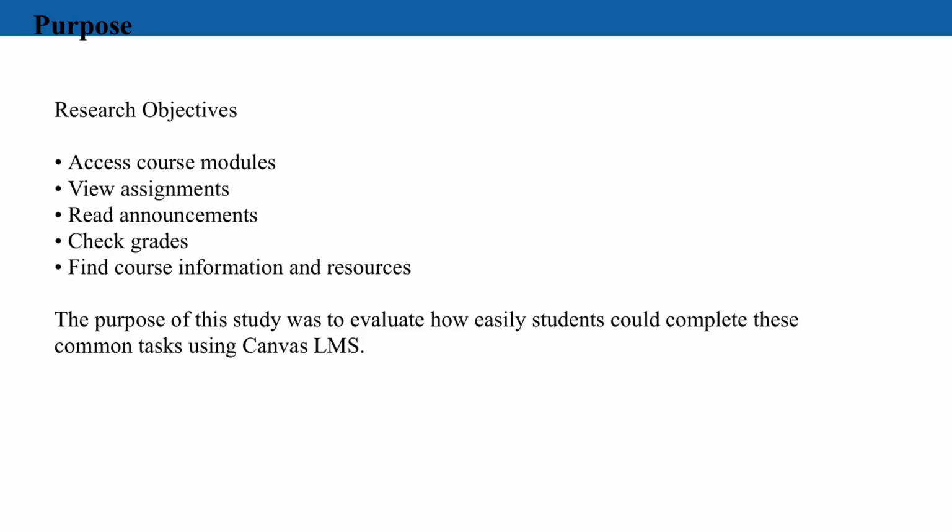Our research focused on 5 specific objectives. First, we wanted to determine how easily students could locate course modules. Second, we evaluated how simple it was to view assignments and due dates. Third, we looked at how participants found course announcements. Fourth, we observed how they checked grades. And finally, we evaluated how easily students could locate important course information and resources such as the syllabus. These are tasks that students perform frequently, so they provide a good way to evaluate the usability of Canvas.